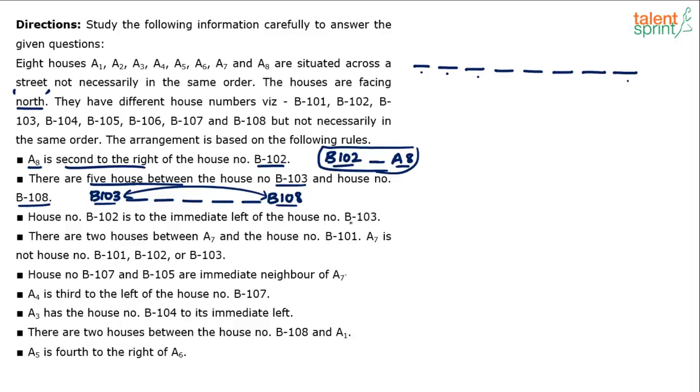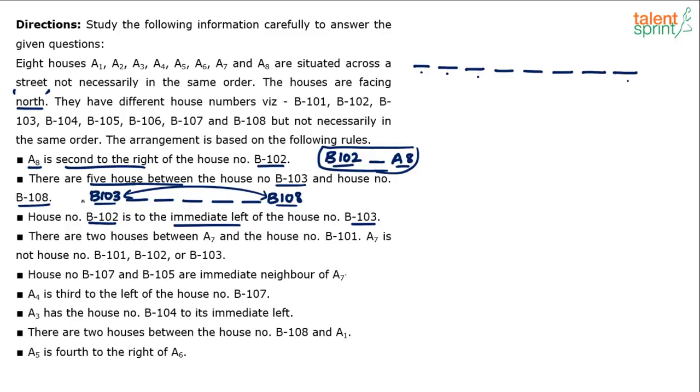B102 is to the immediate left of house number B103. Now this is an important and useful information. Why is it useful? Because 103 is already there in the picture in the earlier arrangement that we have done. All I have to do is fix 102 there. B102 is on the immediate left of 103.